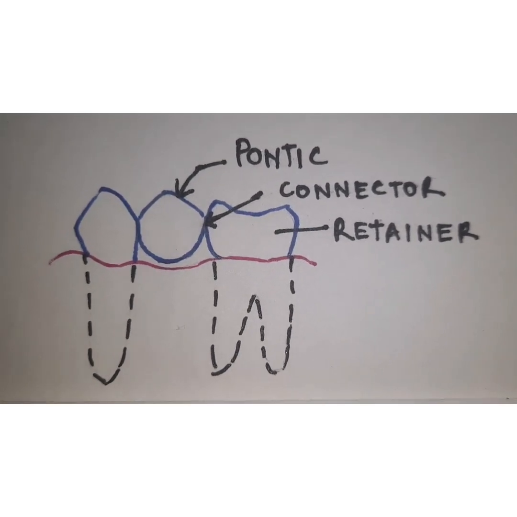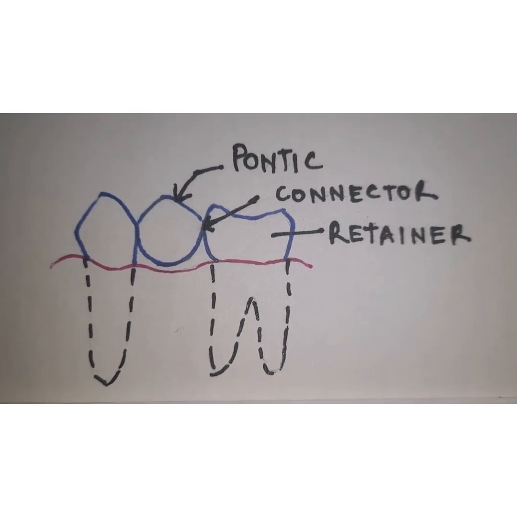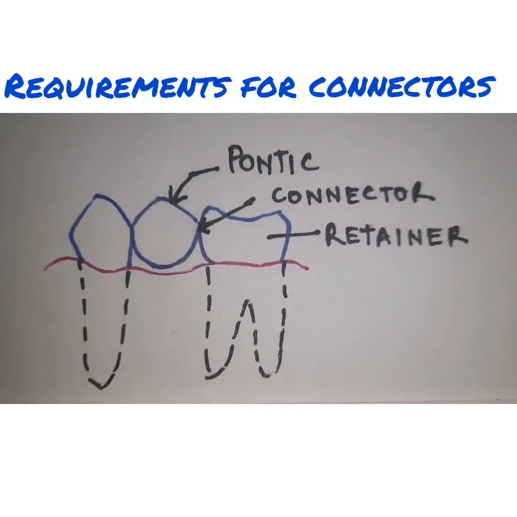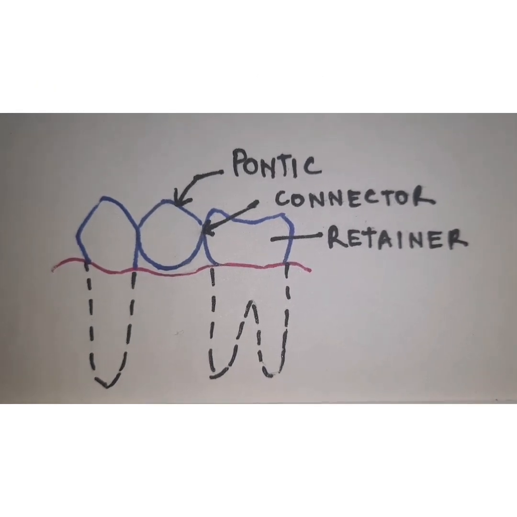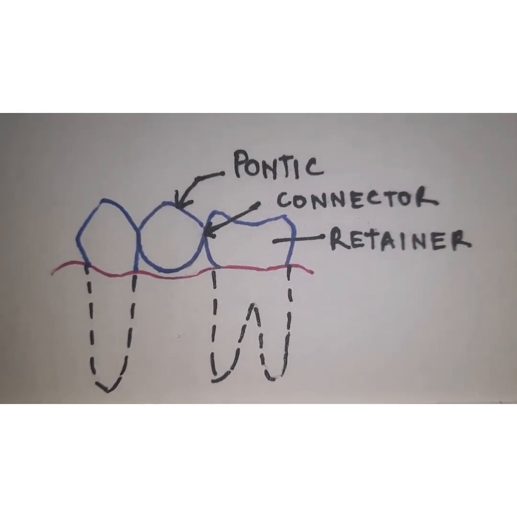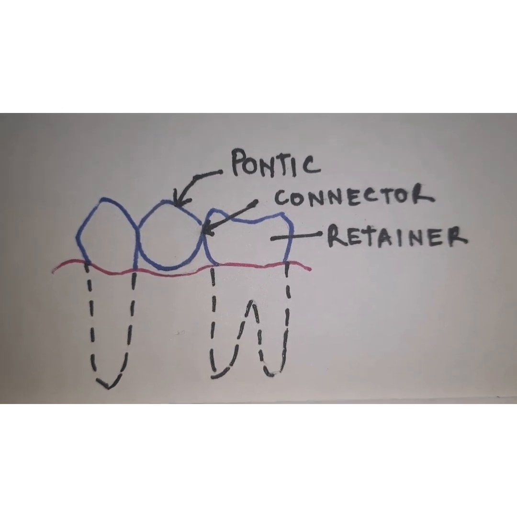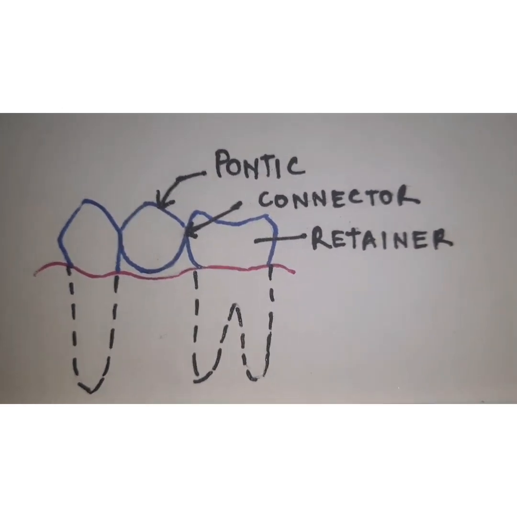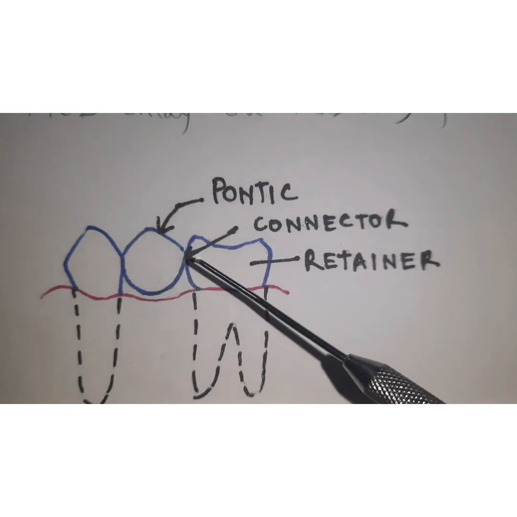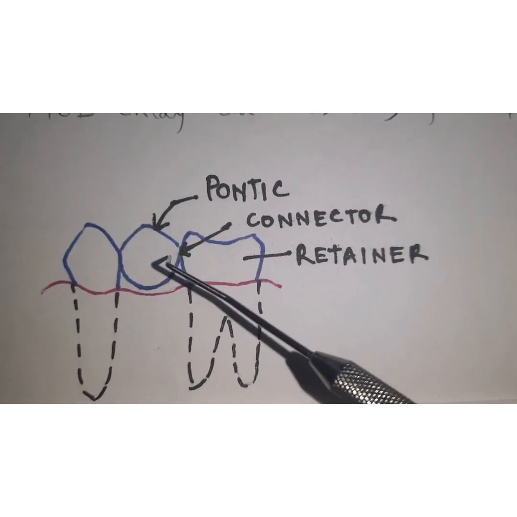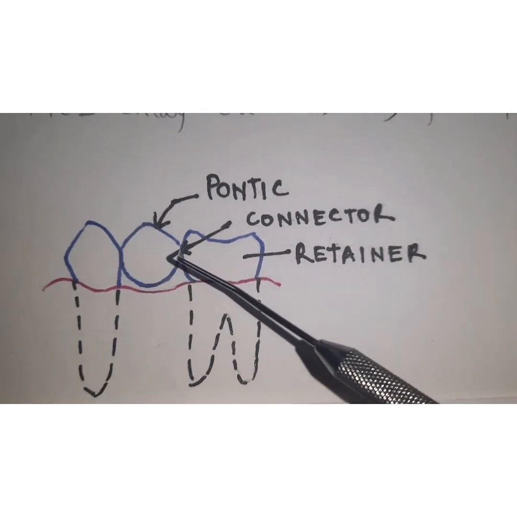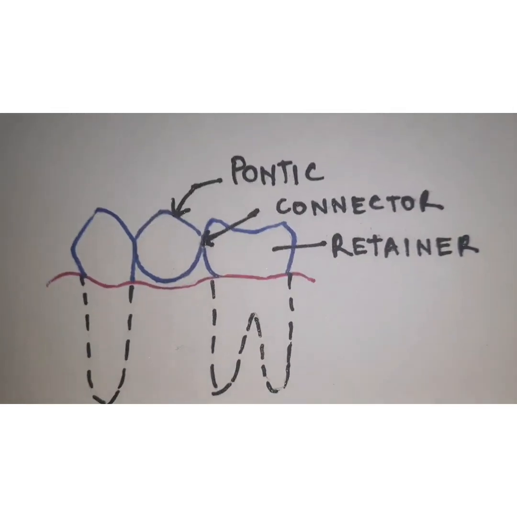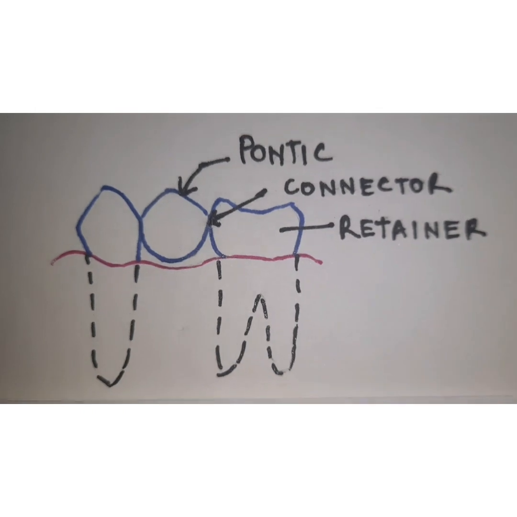Now what are the requirements for appropriate connector design? One, it is very important that it should have a sufficiently large area to prevent distortion or fracture during function. This area which is joining the Pontic and the retainer is the connector, and it should be large enough so that it does not fracture on function.